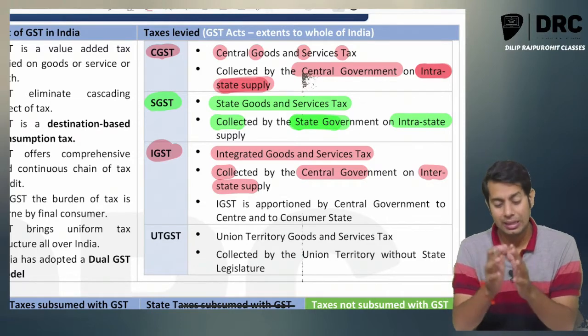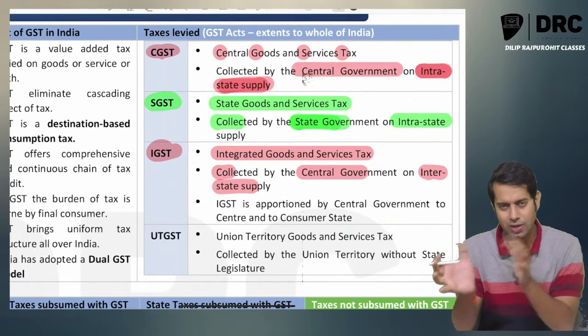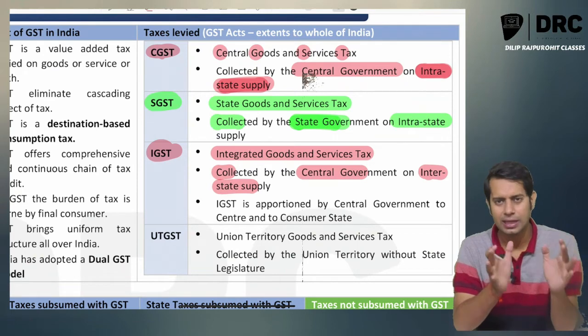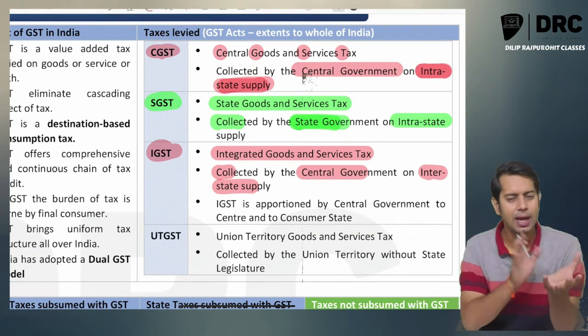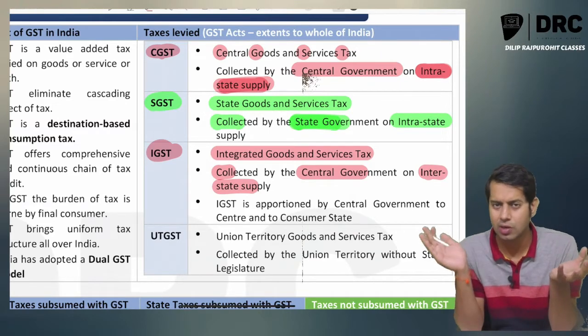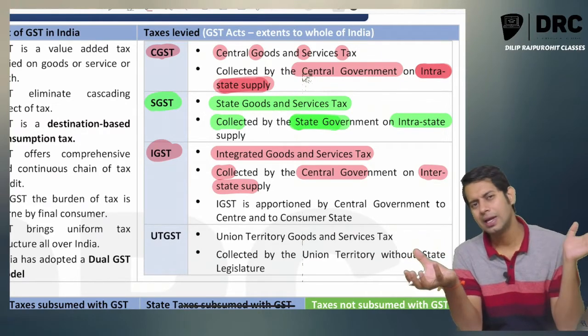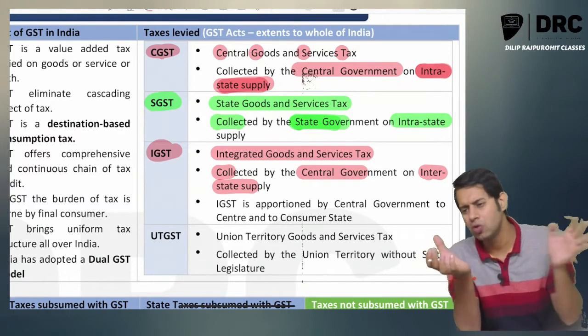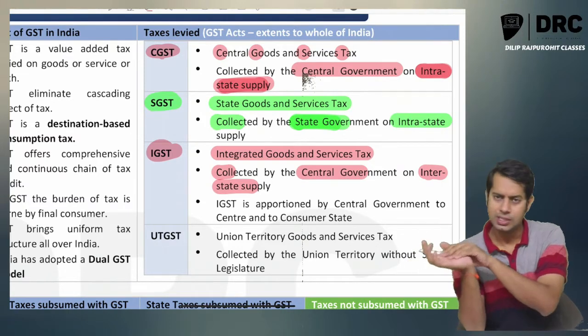Now, this IGST which is collected, the entire amount will be collected by the central government. See, CGST whatever is collected, the entire amount will be collected by the central government, and the amount will also go completely to the central government. SGST whatever is collected, the entire amount will be collected by the state government, and the amount will completely go to the state government.